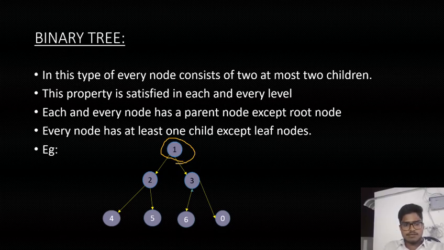As we can see, the 2, which is a child of the parent node, also consists of at most two children, which are the leaf nodes 4 and 5. That is, we can say that binary trees are trees in which the parent node consists of at most two children, except for leaf nodes. Next, we will go for the next slide.